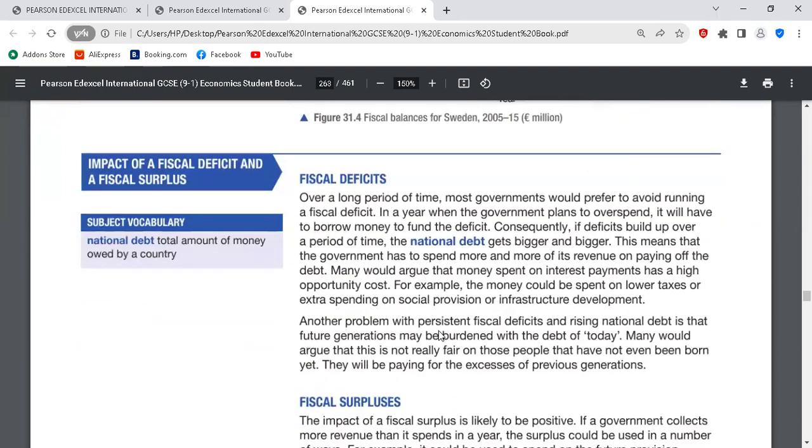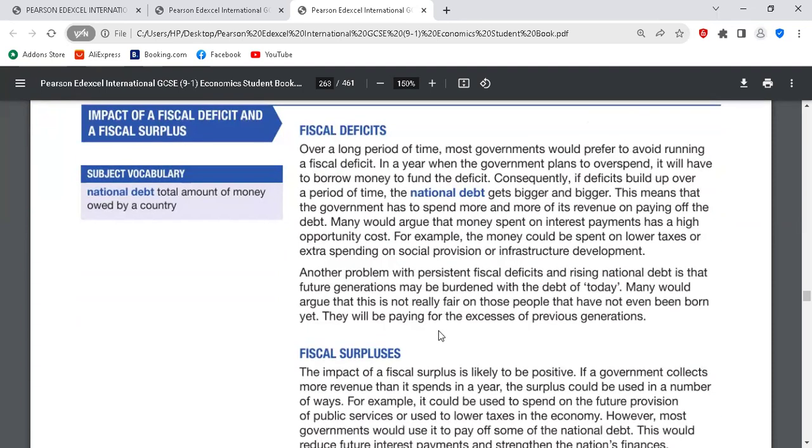So the impact of a fiscal deficit and fiscal surplus. Over a long period of time, most governments would prefer to avoid running a fiscal deficit. In a year when the government plans to overspend, it will have to borrow money to fund the deficit. Consequently, if deficit builds up over a period of time, the national debt gets bigger and bigger. This means that the government has to spend more and more of its revenue on paying off the debt. Many would argue that money spent on interest payments has a high opportunity cost. For example, the money could be spent on lower taxes or extra spending on social provision or infrastructure development.